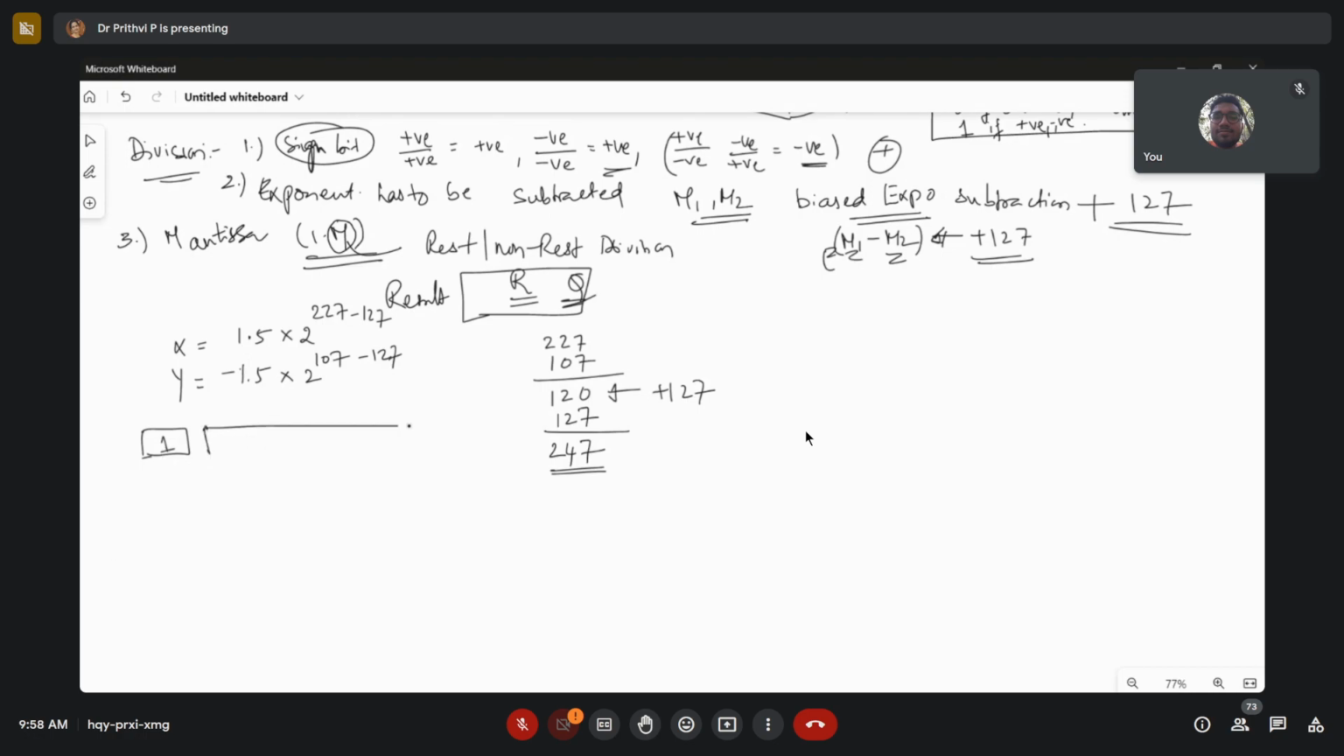And what will be this? 247 means 1, 2, 4... 1, 2, 3, 4, 1, 2, 3, 4. So this is 147. 147 plus 8. Is this correct? Check the exponent. 247.